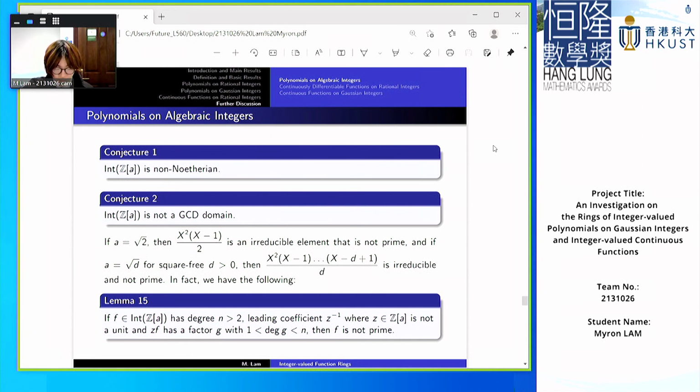Towards the second claim, we observe that if f is not prime, if some proper factor g divides the monic polynomial f, then it suffices to find such an element that is irreducible.